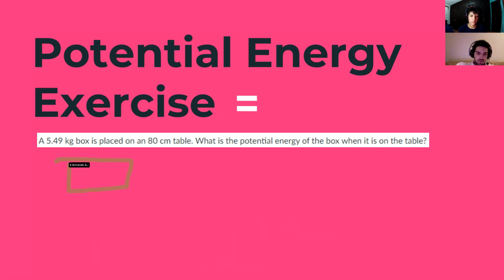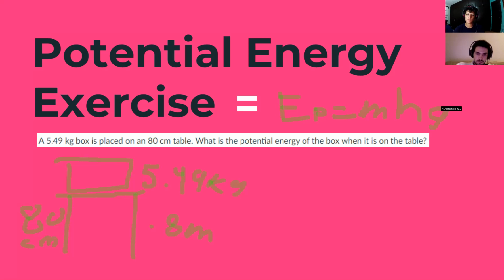The mass is 5.49 kilograms. And the box is over an 80 centimeter table, but we need to transform it into meters, so it's 0.8 meters. And well, according to the formula, the formula is the mass times the height and times the gravity.